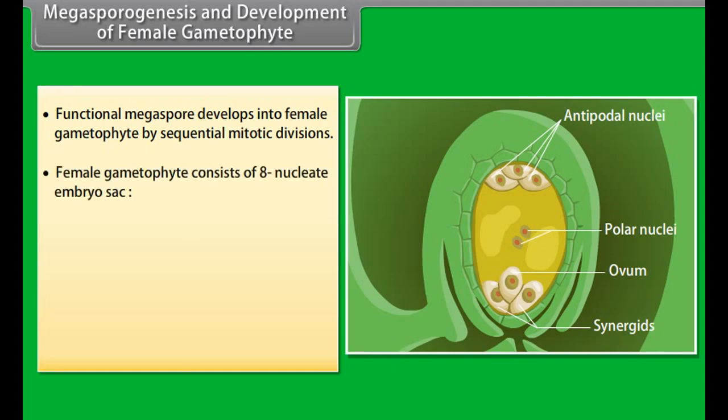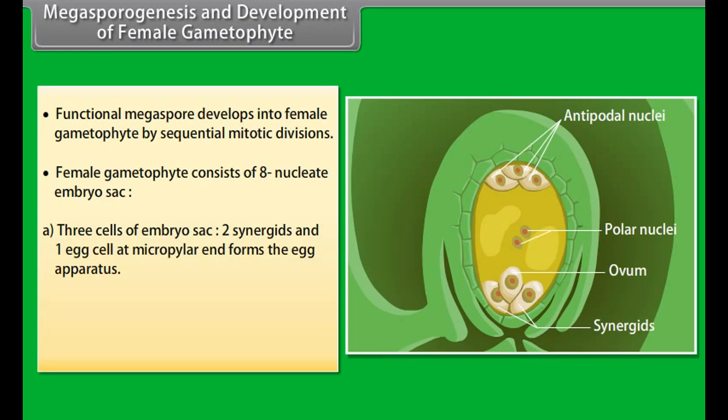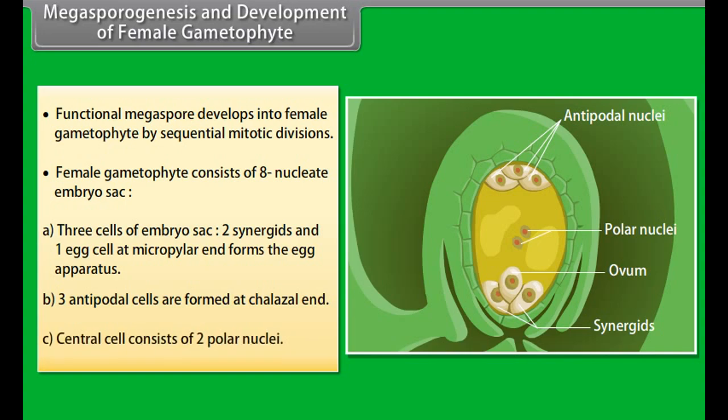Female gametophyte consists of 8 nucleate embryo sac. A. 3 cells of embryo sac, 2 synergids and 1 egg cell at micropylar end, form the egg apparatus. B. 3 antipodal cells are formed at chalazal end. C. Central cell consists of 2 polar nuclei.